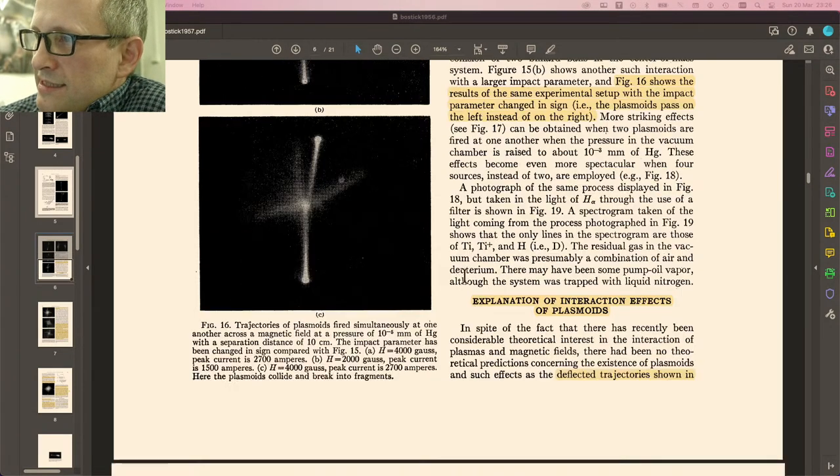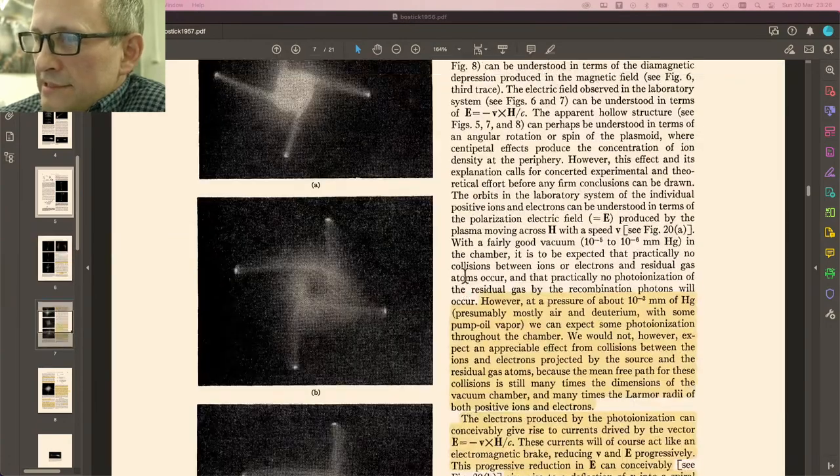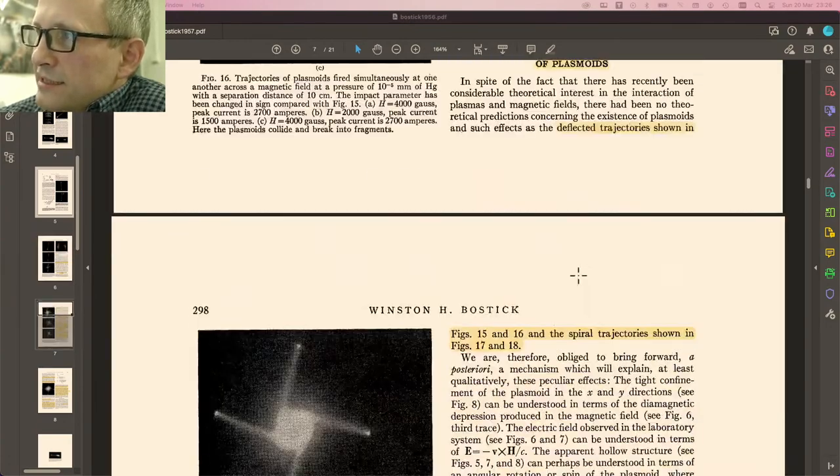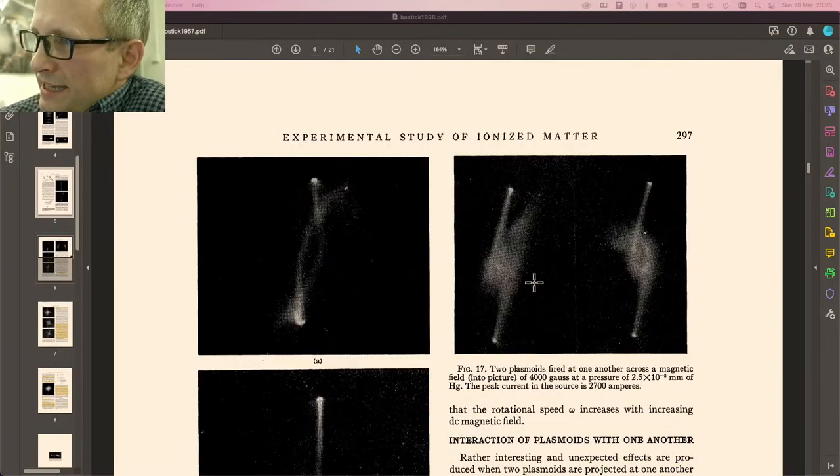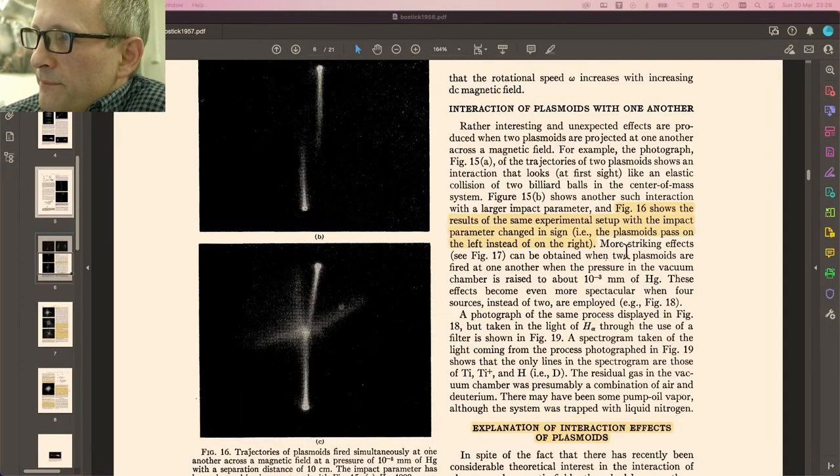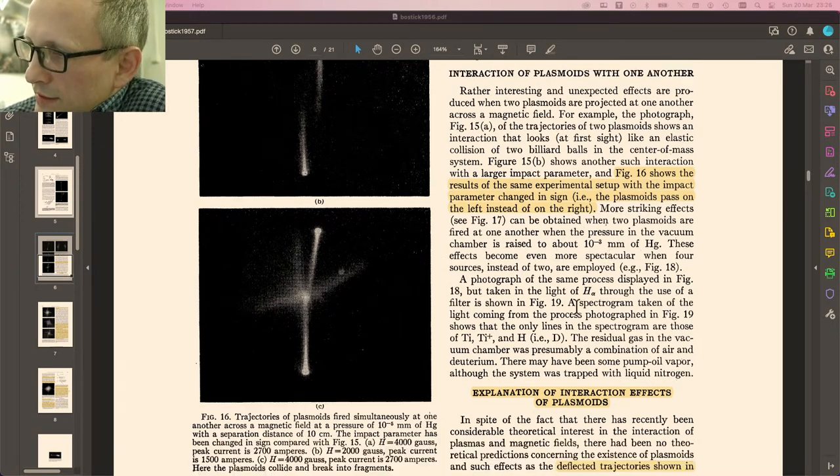More striking effects seen in figure 17 here. Is it figure 17? No, it's figure 18. Where's figure 17? Figure 17 here, okay. These can be obtained when two plasmoids are fired at one another when the pressure in the vacuum chamber is raised to about 10 to the minus 3 millimeters of Hg. These effects become even more spectacular when four sources instead of two are employed.